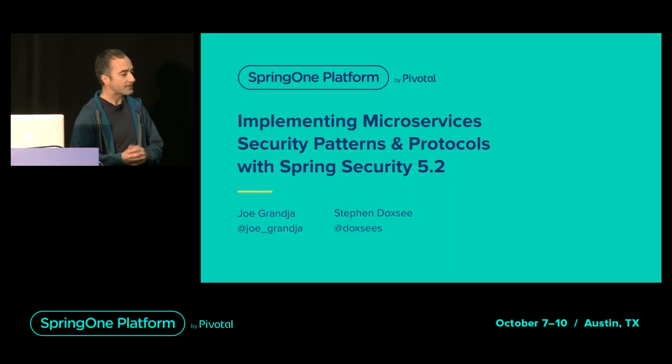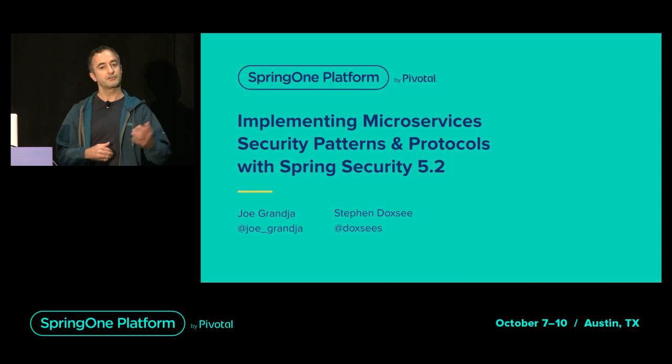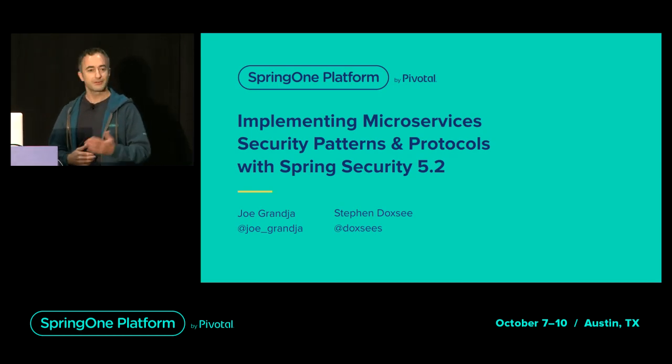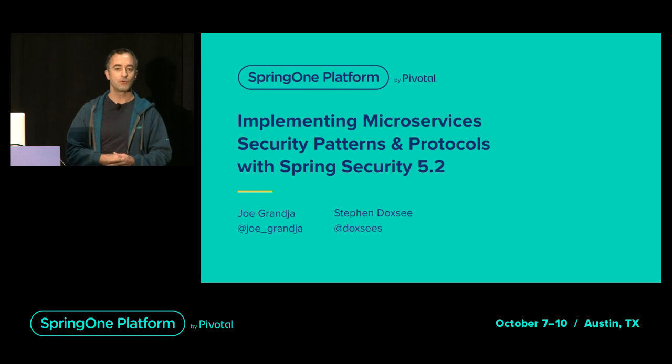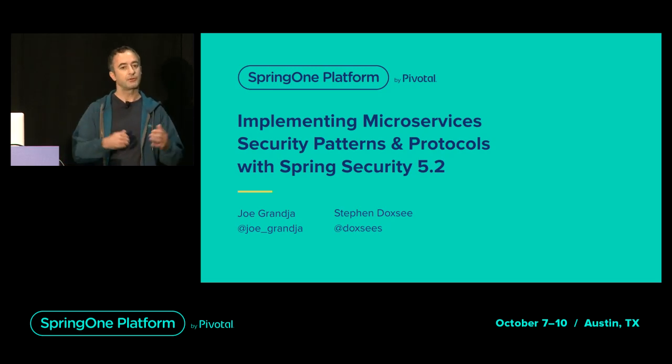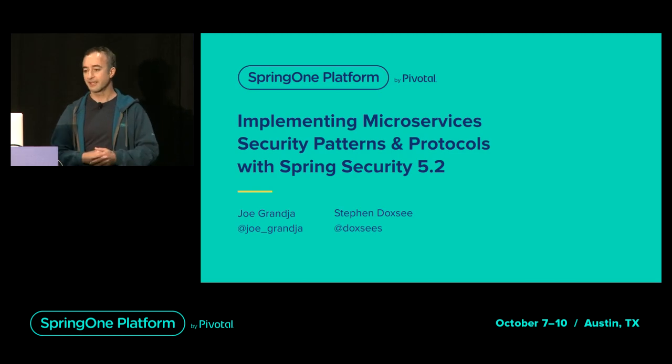My name is Joe Granja, and I'm one of the core committers on the Spring Security team. I've been mainly focused on the OAuth client support since we introduced it in 5.0, which is a rewrite of the existing Spring Security OAuth project. We call it the legacy project, which is in maintenance mode. So it's been a huge undertaking. In 5.2, we just released two weeks ago, I think, which is a huge milestone. I'm going to get into those details in a little bit.